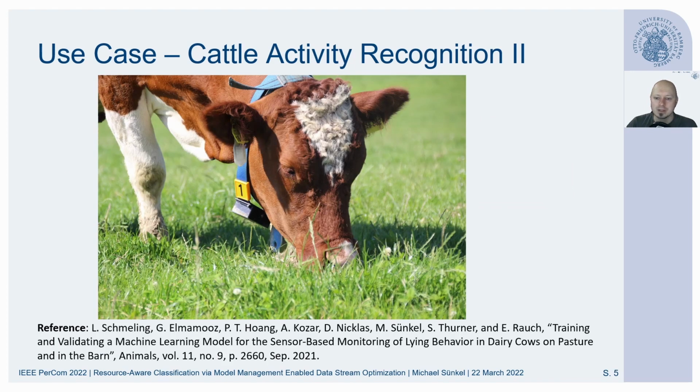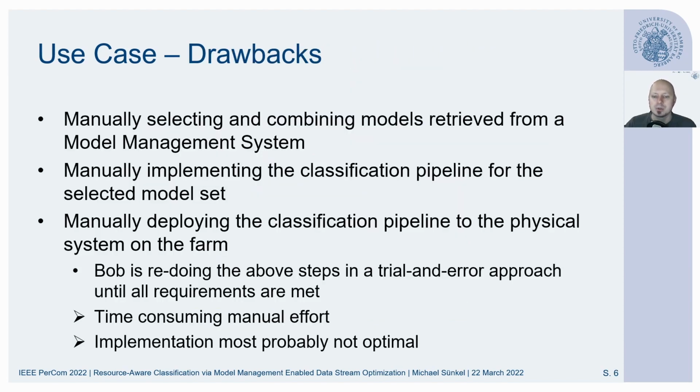On this slide, you can see a picture which was taken on one of the 3 farms where we have collected our data for our use case. You can see that this dairy cow is wearing a collar, and on this collar there is a sensor box attached to it. This sensor box is containing an inertial motion unit sensor, which consists of an accelerometer, a gyroscope, and a magnetometer. There are some drawbacks in this use case from a computer scientist's perspective.